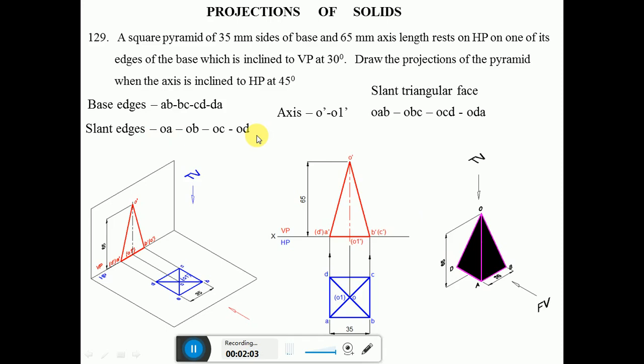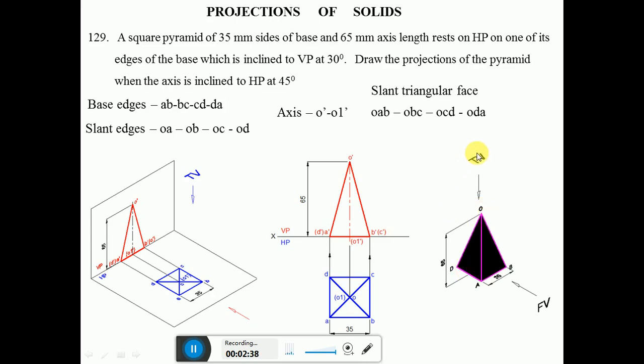Similarly, A to B, B to C, C to D and D to A are the base edges. And this shade is given only because it is an opaque surface and a complete solid. So we have slant triangular faces. OAB is one slant triangular face, OBC is another triangular face, OCD is another, and ODA is another. So there are four triangular faces in the case of a square pyramid.